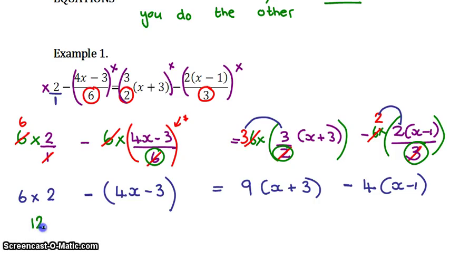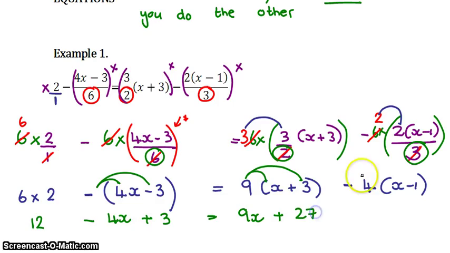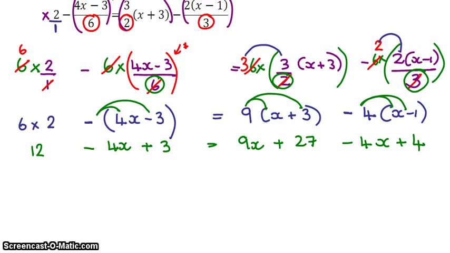So all I can do is simplify 12 minus 4x and plus 3 is equal to 9x plus 27 minus 4x plus 4. Now, there's lots of ways to go about doing this. Ultimately, this is a linear equation. It's a linear equation because there's only x's in this equation. There's no x squareds. And as we'll write down in a second, our approach to linear equations is to get your x's to one side and your numbers to the other side.